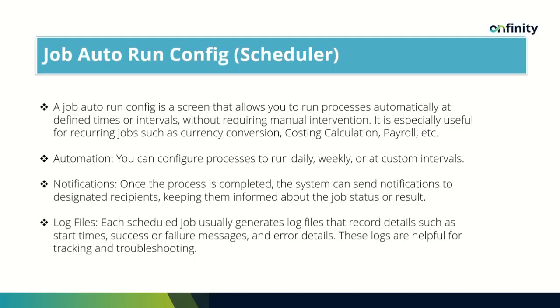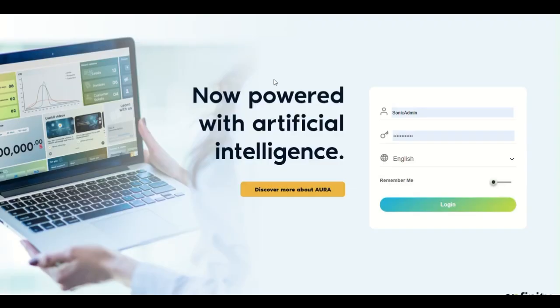Once the process is completed, the system can send notifications to designated recipients, keeping them informed about the job status or result. Each scheduled job typically generates a log file that records details such as the start time, success or failure messages, and any error details. These logs are helpful for tracking and troubleshooting. Let's log into the Onfinity system now.